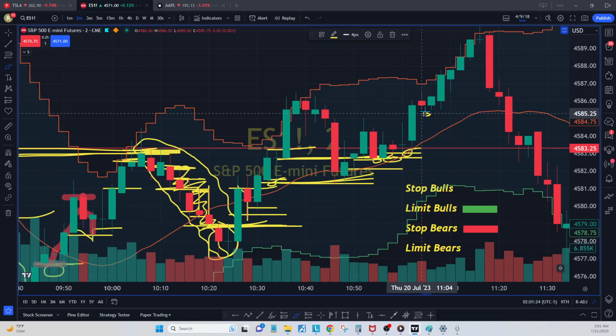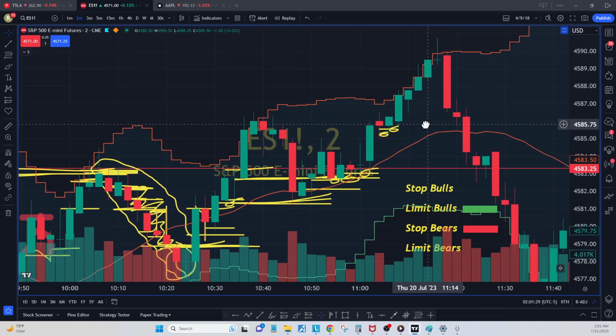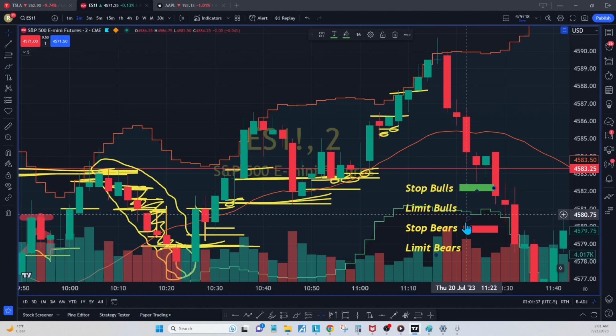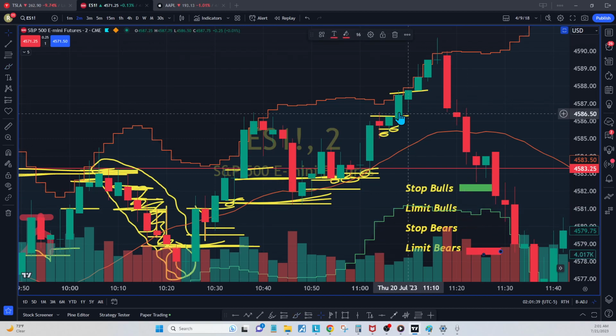This one bought the low of that one. So they're making money all the way up. Then you start to see stop bulls making money very briefly. But even if they're making money briefly, what does that tell you? If stop bulls are making money, limit bears are not. So now even selling the tops of bars is not making money, right?